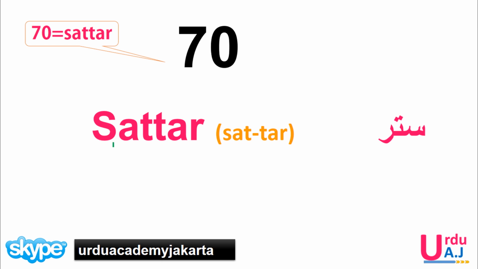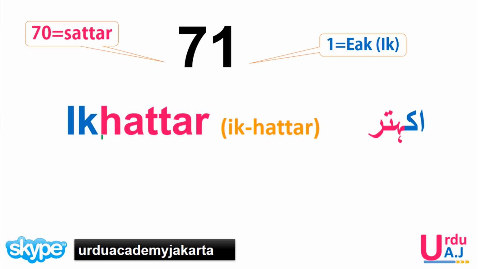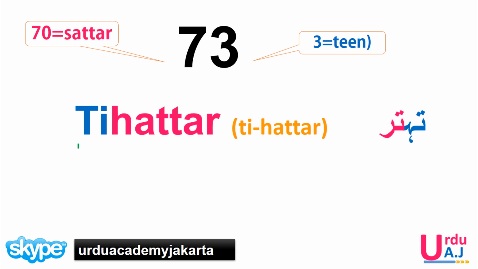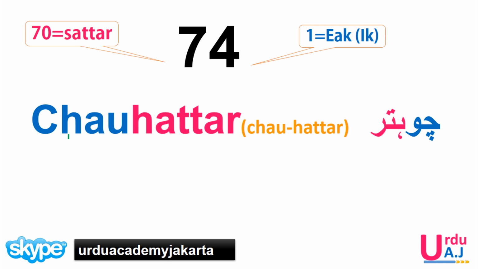70. Sattar. 71. Ekhattar. Ek came from 1 and hattar came from sattar. 72. Bahattar. 73. Tehattar. Te came from 3. Hattar. 74. Chohattar. Cho, which is 4. Hattar.